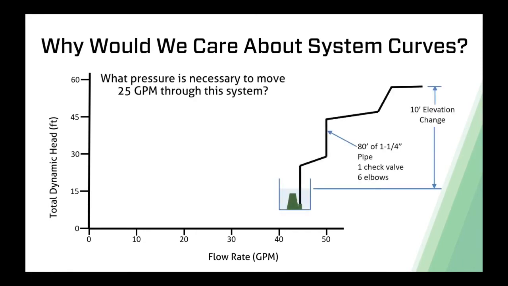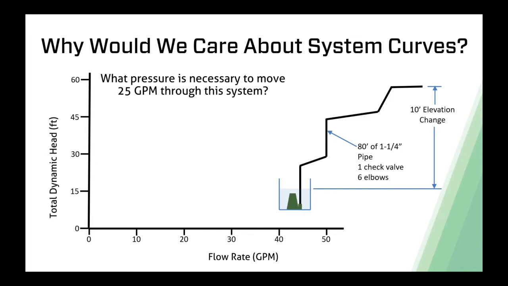Let's imagine for a minute that we have some pump and we have some system. Our system consists of 80 feet of 1.25 inch pipe. We'll say it's PVC pipe. That system also has one check valve in it, and it has 6 elbows. We'll say they're 90-degree elbows. And from the point at which that piping network leaves the basin, it's going to rise over an elevation difference of about 10 feet. So that is the system that we have.